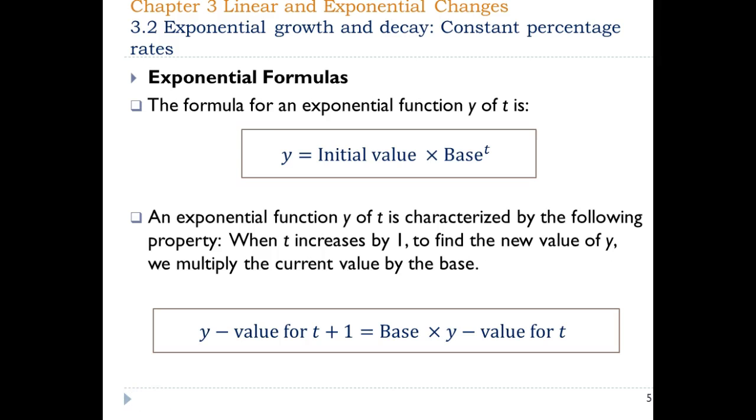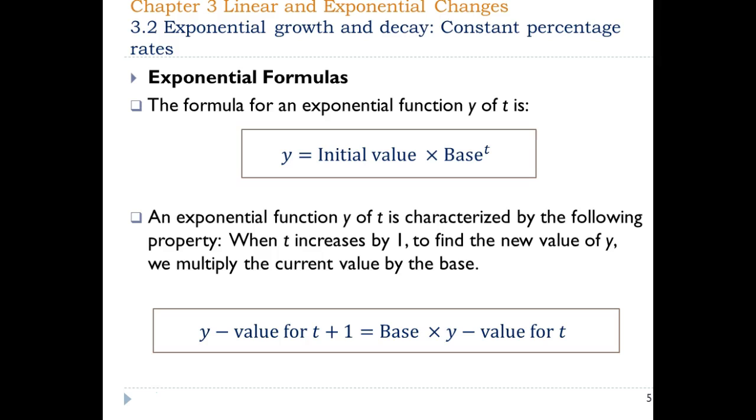The formula for an exponential function y of t is y equals initial value times base to the power of t. In our previous example, the initial value was 100 and the base was 3. The previous example function is y equals 100 times 3 to the power of t.